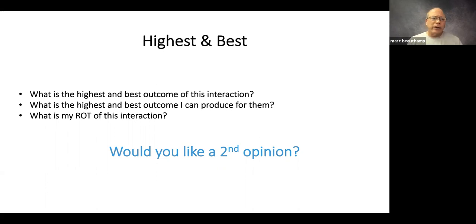And when I'm thinking about these interactions, I'm thinking about, when I'm going to have a call or a meeting, what's the best outcome of this potential interaction, right? What am I trying to achieve? How can I serve them in the best way? What is the best outcome I can produce? If it's a client, what's the best outcome I can produce for them? If it's a partner, what's the best outcome that I can produce for that partner? And then also, what's my return on my time of this interaction, right? Am I going to benefit in some way from this interaction as well?